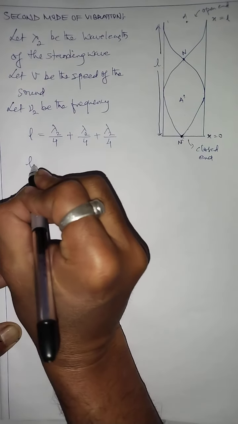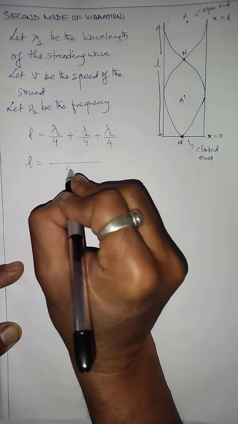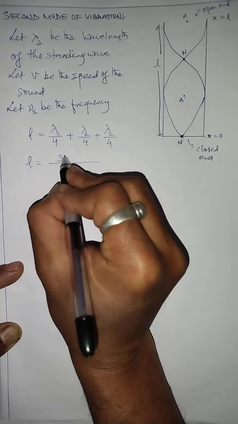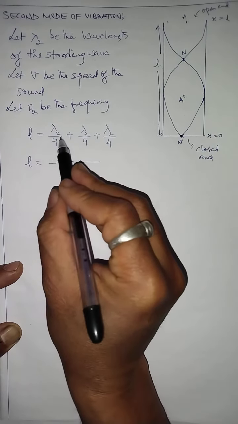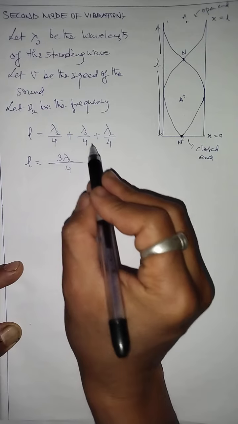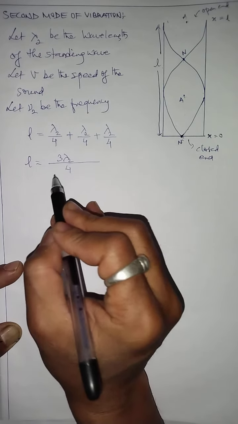So now we take the LCM here. So the LCM is how much? 4. And this will simplify to 3 lambda 2 by 4, because if we add lambda 2, lambda 2, lambda 2 after taking the LCM, it will be 3 lambda 2 by 4.